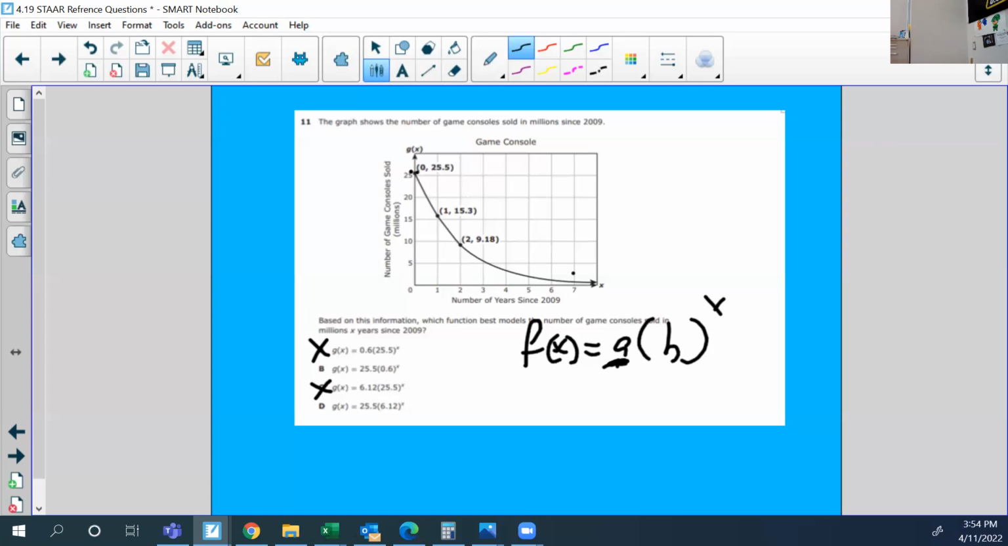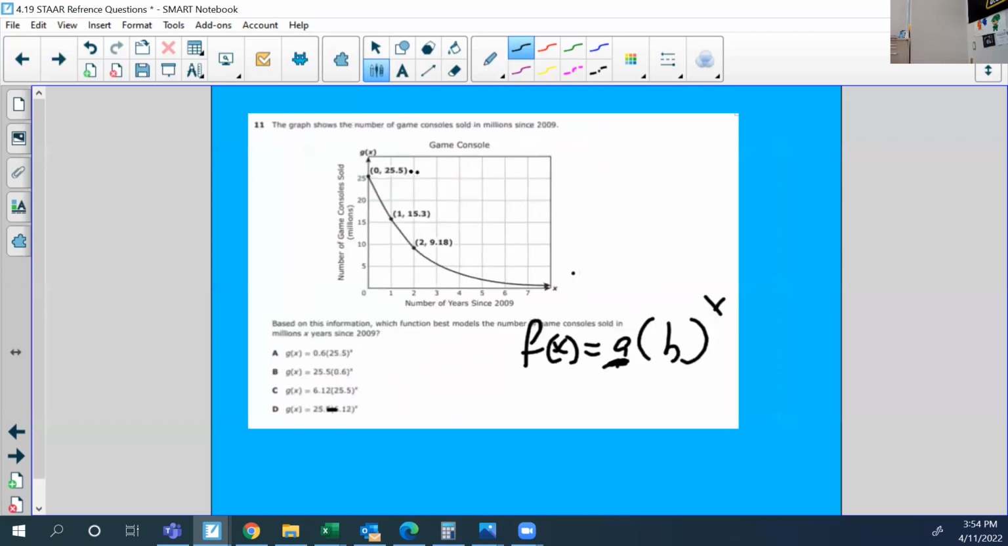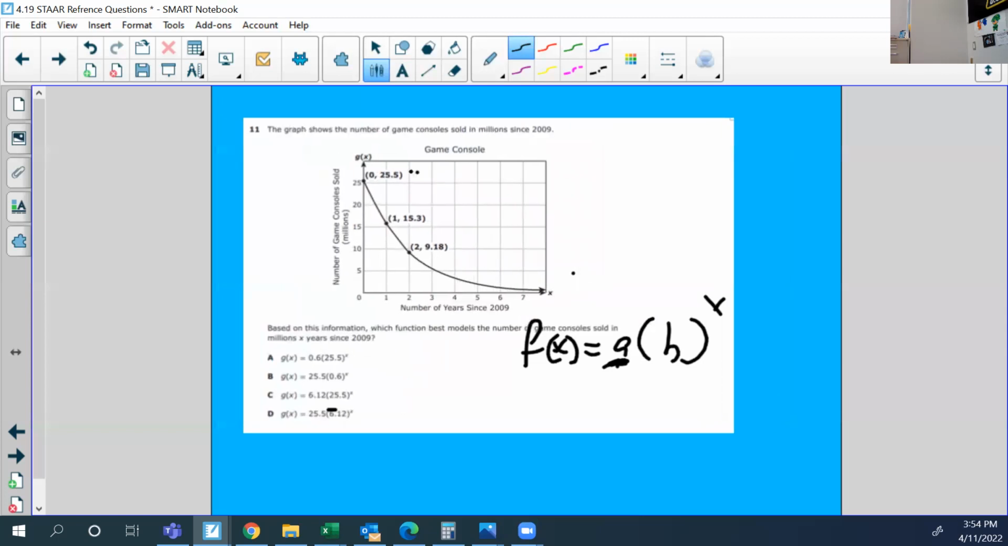So therefore, G, and is it G? No, A and C are not your answer choices. So that leaves now B and D. Oh, it's 25.5, I'm sorry. Oops, 25.5. Okay. Yeah, roughly 25.5. Anyway, so A and C are no longer answer choices. So we've got to look at now B and D.